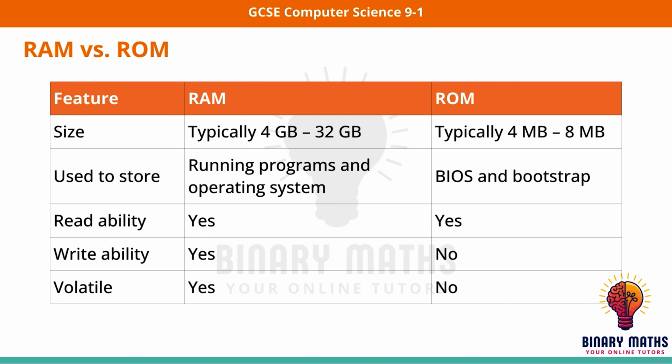Let's compare RAM and ROM side by side. RAM is volatile. ROM isn't. RAM is read and write. ROM is read only. RAM is fast, but it's expensive. ROM is slower, but it's also cheaper. RAM handles running programs. ROM handles startup. Think of RAM as a whiteboard and ROM as a textbook. One's for temporary work, the other for permanent reference.